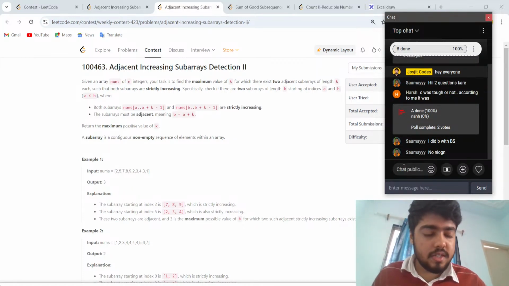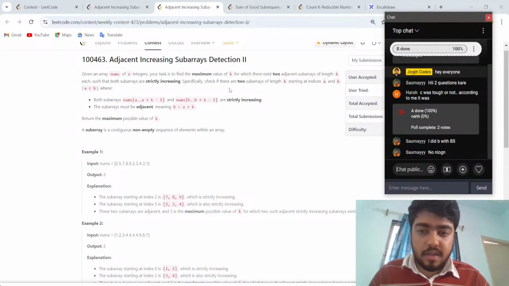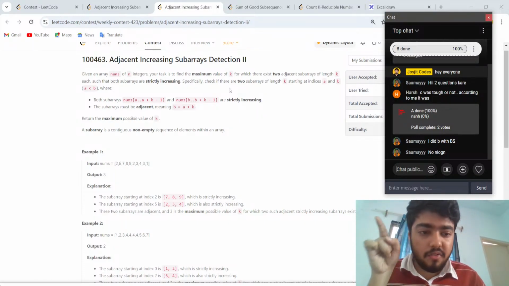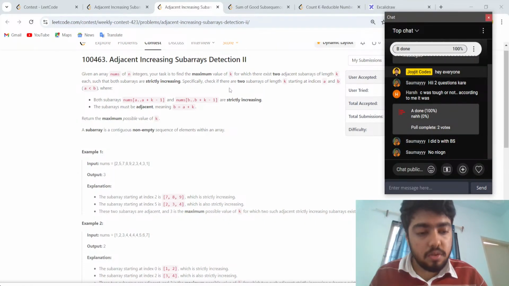Okay, then just watch my solution, okay? Because that will be better for you. Now see what the question tells us. It is similar to the first question. Just the fact over here is we have to find what is the maximum value that k can hold.